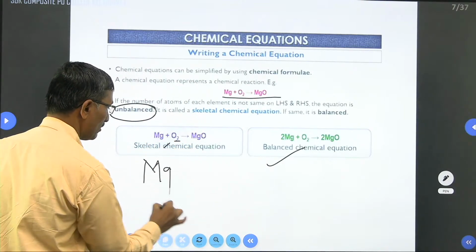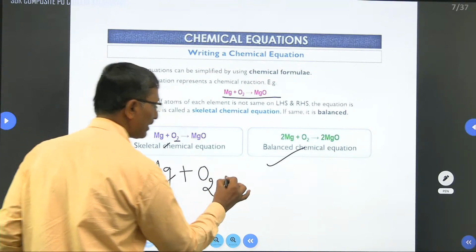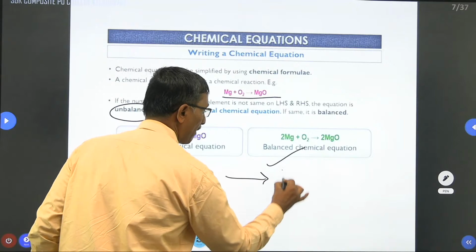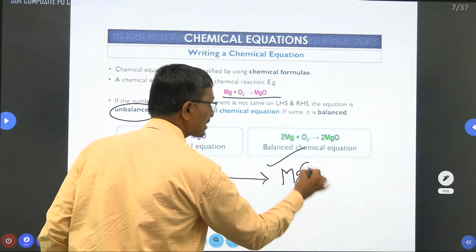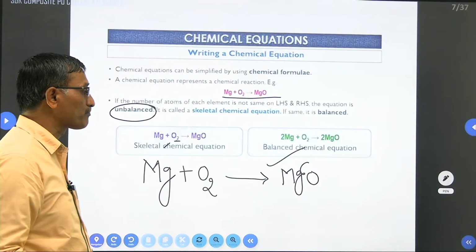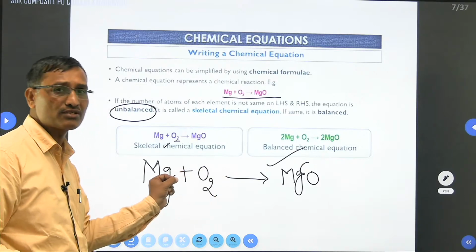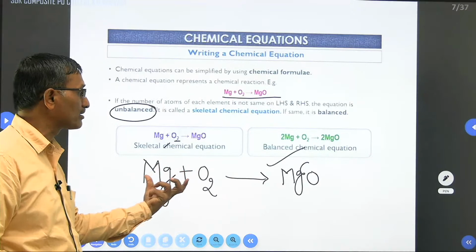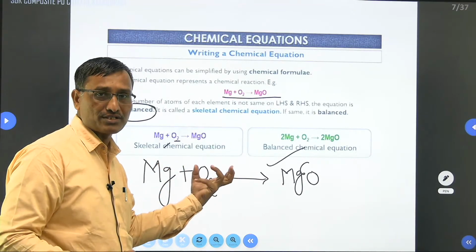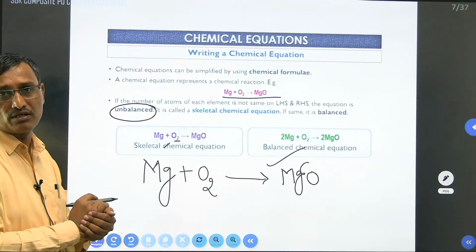Magnesium metal reacts with oxygen to give magnesium oxide, a white powdered form. Is it balanced? No, it is not balanced. But we always have to write a balanced chemical equation.